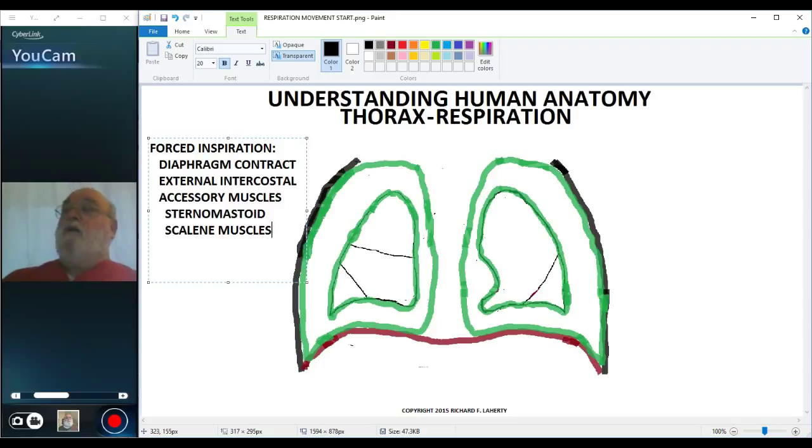The scalenes pull on the first rib and second rib. Sternomastoid pulls on the manubrium. And together they pull the sternum up. And when they pull the top of the sternum superiorly, the inferior end of the sternum, the xiphoid, moves anteriorly. And so this increases the anterior-posterior dimensions.